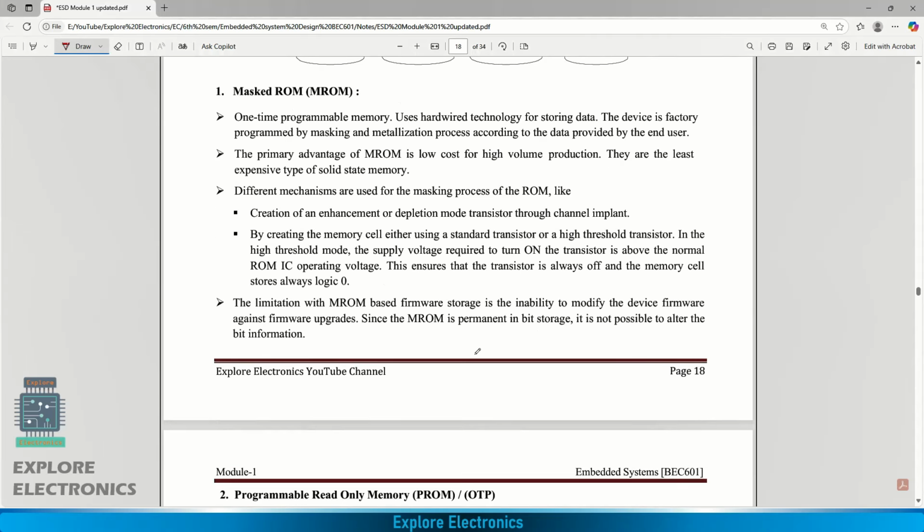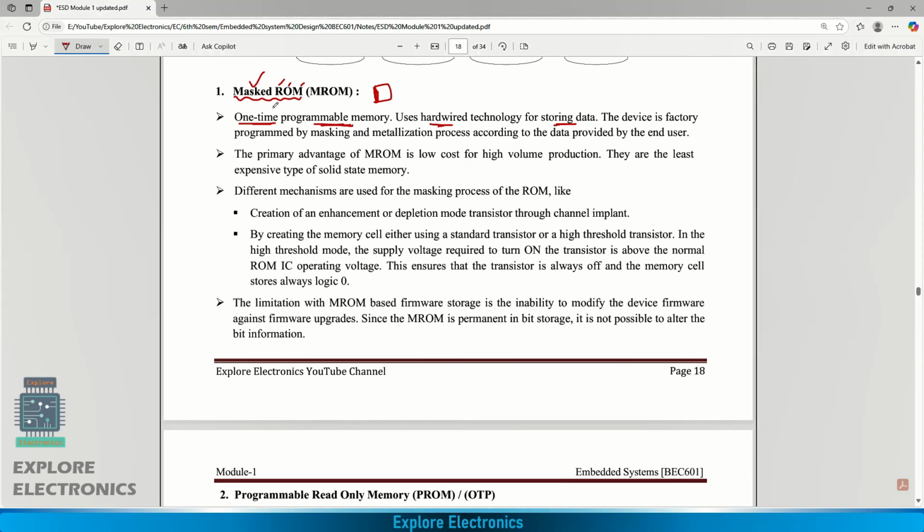The first one is MROM, that is masked ROM. Masked ROM is a read-only memory type. It is one-time programmable memory. It uses hardwired technology to store the data. Once it is stored, we can't reprogram it. In the factory, while manufacturing itself, this ROM is programmed to do a particular function. All the instructions are stored there itself, right? So that is called masked ROM.